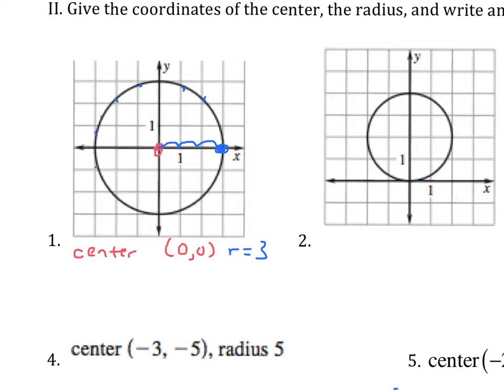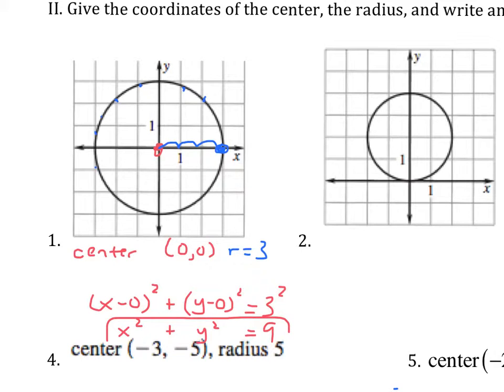Now when we substitute that in, notice that I am going to have x minus 0 squared, and that simplifies to x squared. Then I have a y minus 0 all squared, and that's going to simplify to y squared. And then I have my 3 squared, and that simplifies to 9. So here's my answer: x squared plus y squared equals 9.